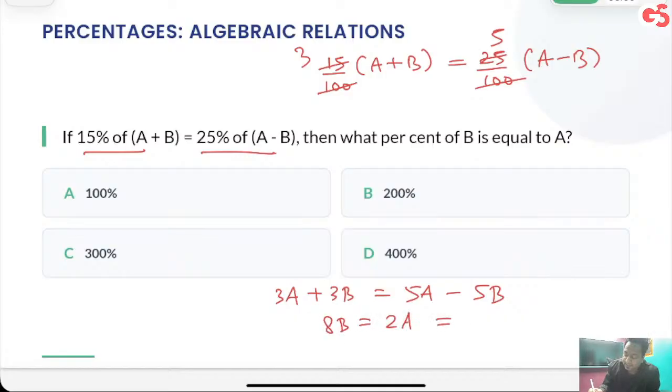B कितना percent है A का? So B upon A, if we solve, I'll get 2 by 8, which is 1 by 4. So 1 by 4 is 25%. B is what percentage of A? ये हमें यहाँ find करना है.